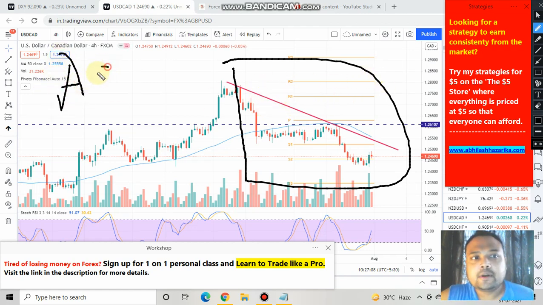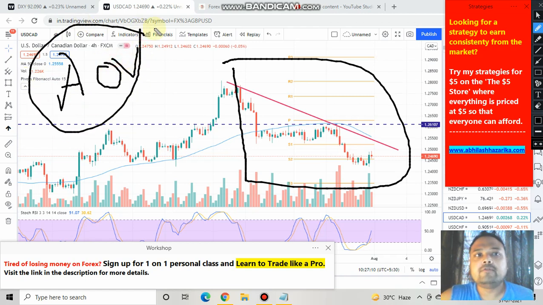So the next important point is area of value. Area of value means the best trading opportunity. In an uptrend market, the best trading opportunity or buying opportunity is always near the support, whereas in a downtrend market, the best trading opportunity or shorting opportunity is always near the resistance.